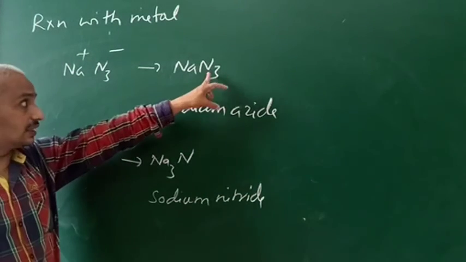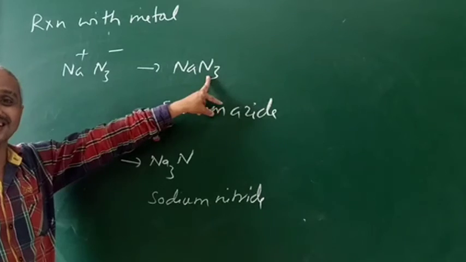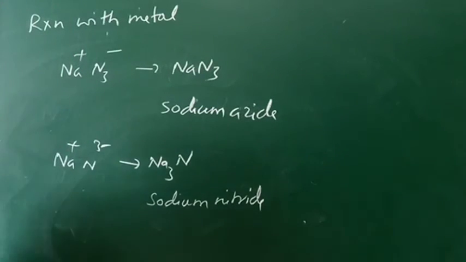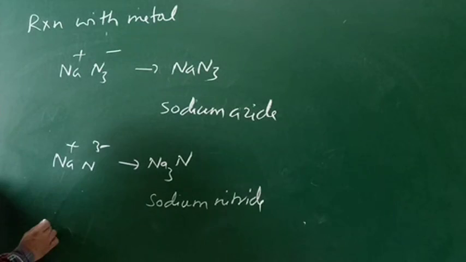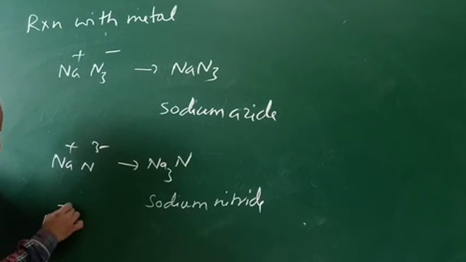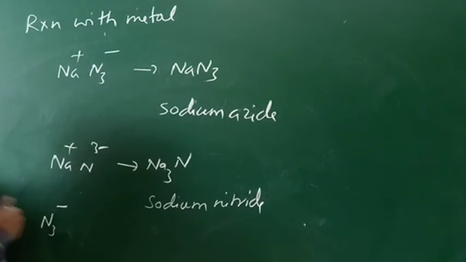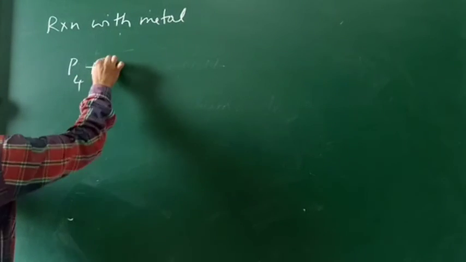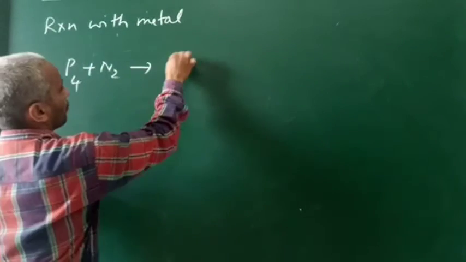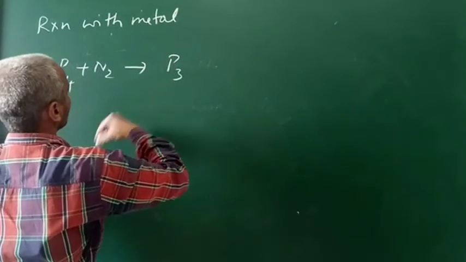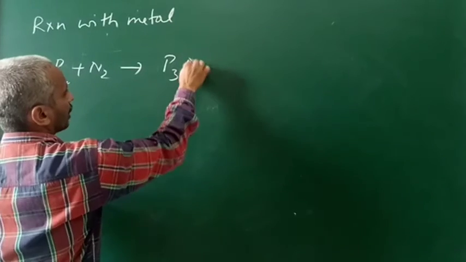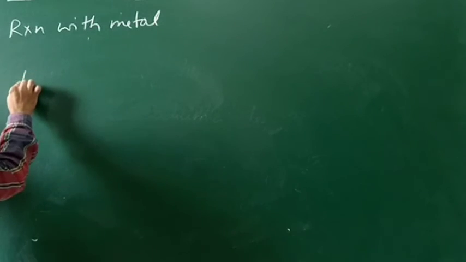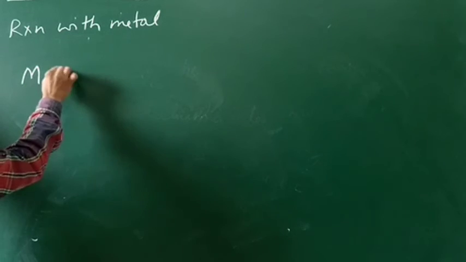What is the oxidation state of nitrogen in azide? A question like that can also be there. So what you can do is take the N3- ion. P plus nitrogen can give P3N, PN also.